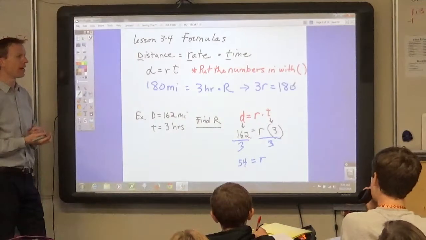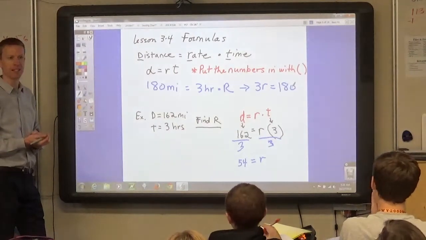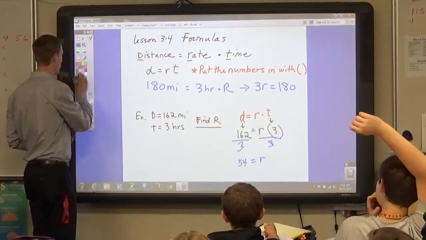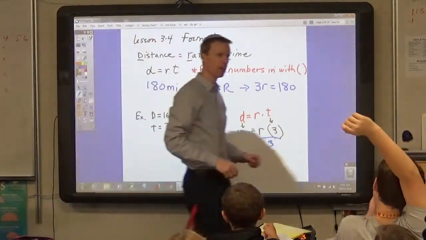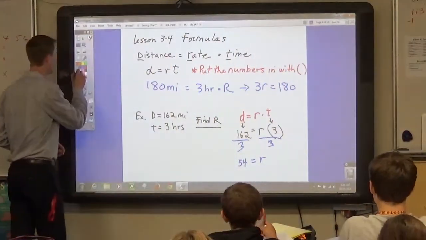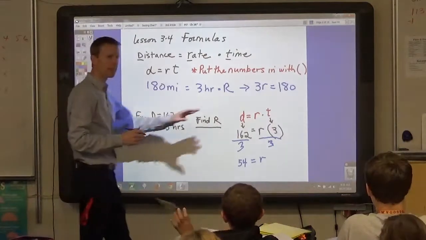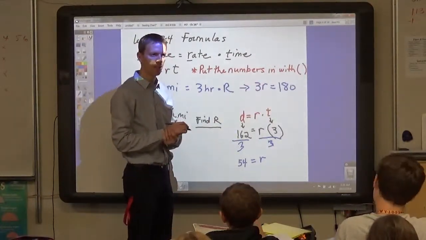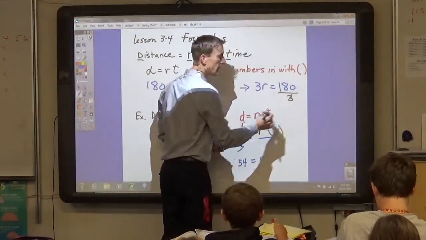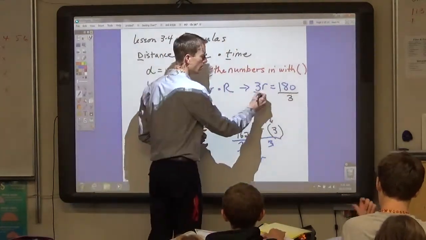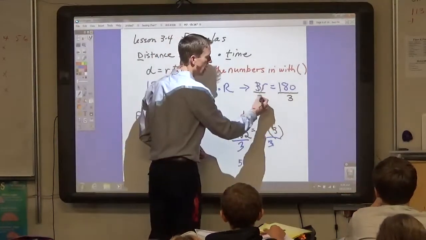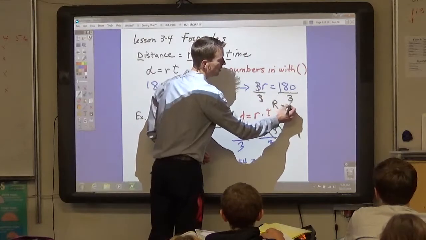Then to solve it, how would you prove that r equals 60? Remember I said prove it. We have to show our work here. How would you show your work to show it? Chase? 180 divided by 3. And whatever you do on one side of the equation, you have to do the same thing on the other side. So if you divide 180 by 3 on this side, you have to divide this side by 3. That proves your answer. R equals 60.